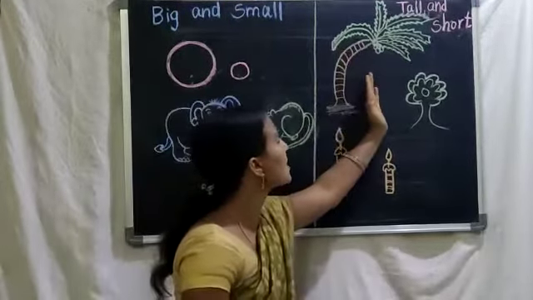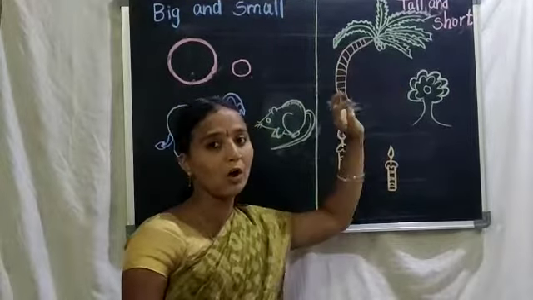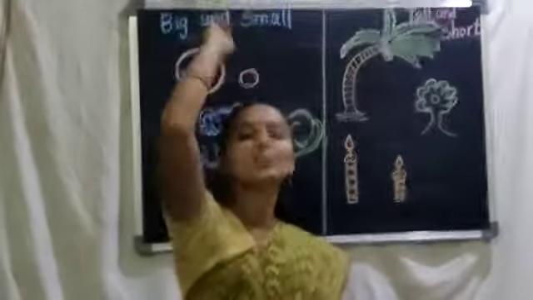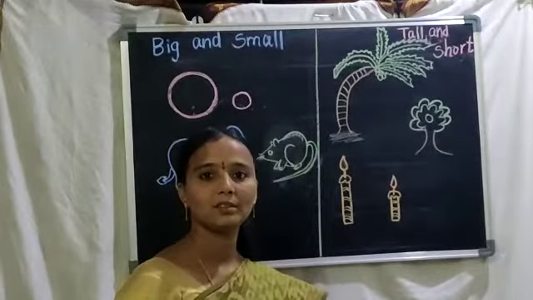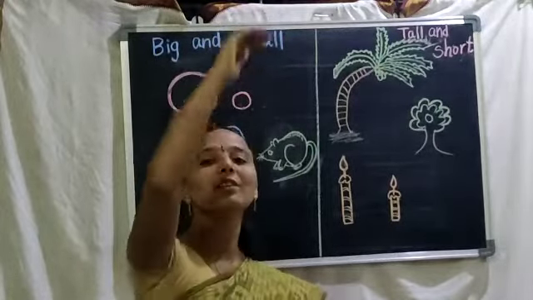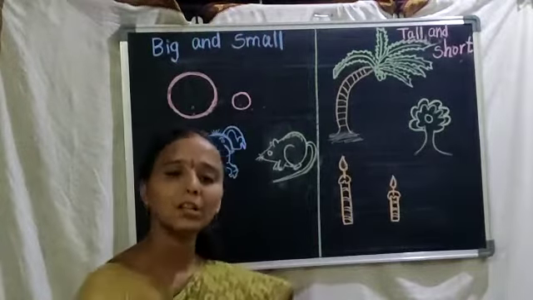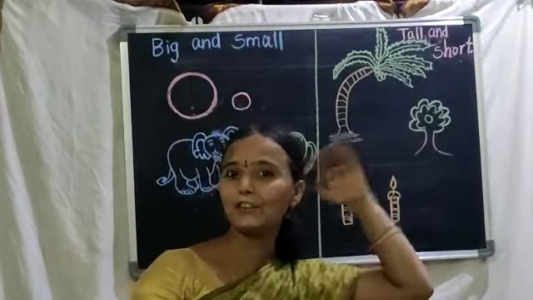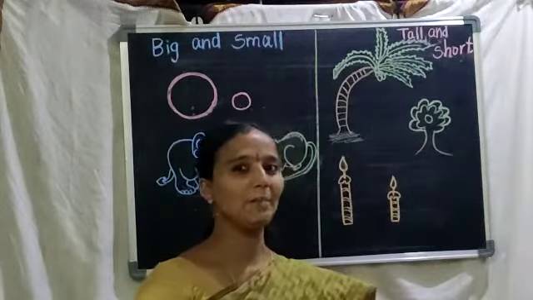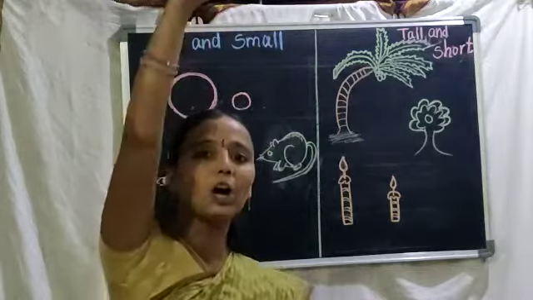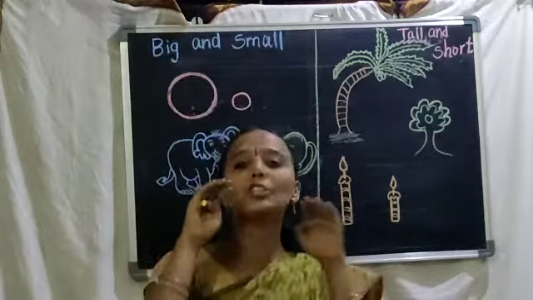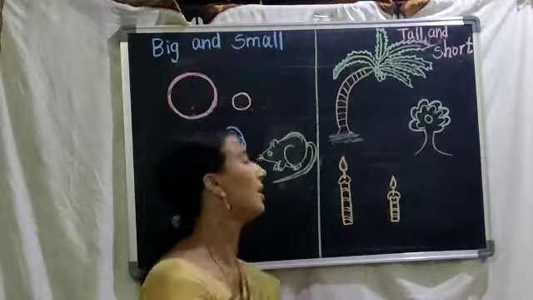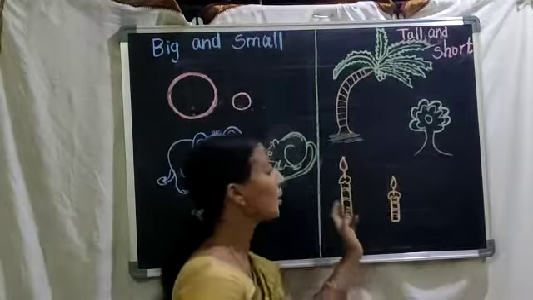Look at these pictures, children. After big and small, now we are learning tall, short. Tall, short. Children, stand beside your mother or father and see the height of your mother or father and yours. Your mother and father's height is tall, and yours is short. Tall, short.